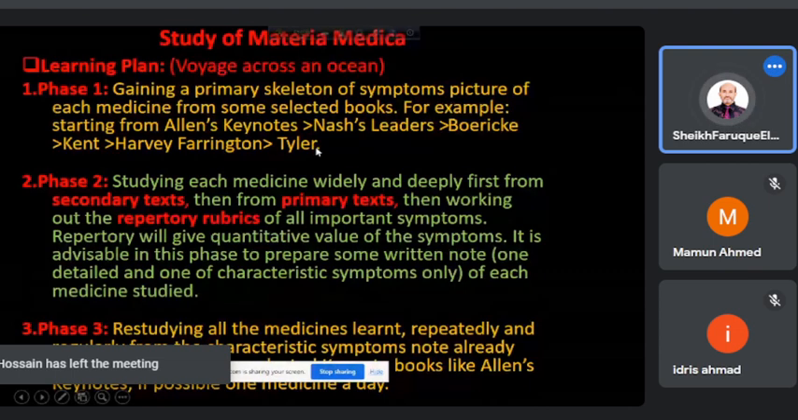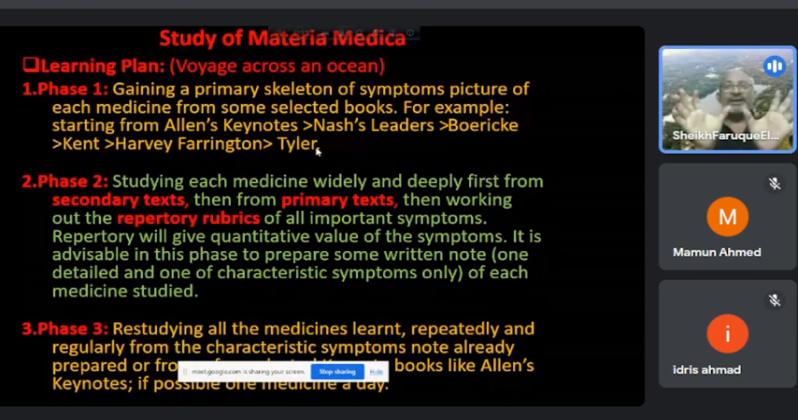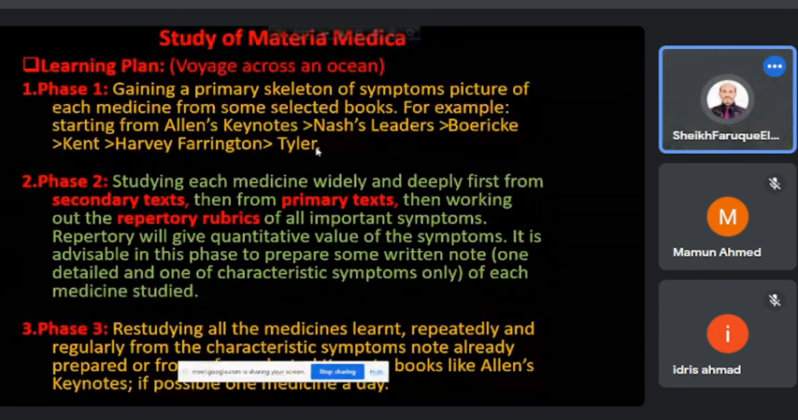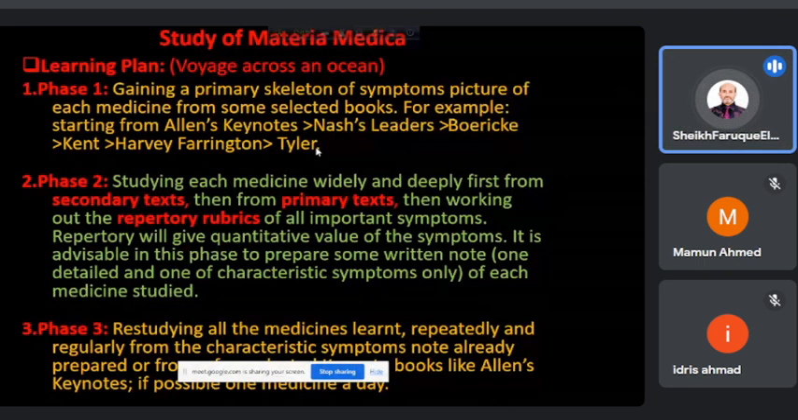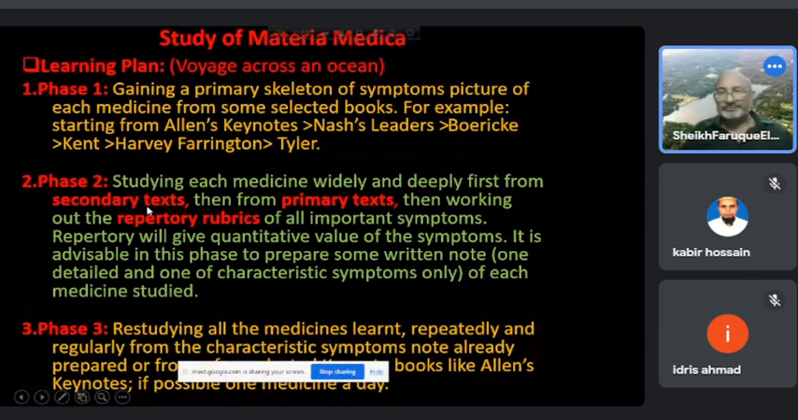If you study these books for a medicine, for any medicine, Nux vomica, Pulsatilla, Sulphur or anything, from these books you get a good idea of the essence of this medicine. So you go on learning all the medicines like this. Not the total medicine, but a brief essence of the medicine. So when you study, say, 200 or 300 medicines like this, then you study in the second phase. That was phase 1. In phase 2, you will study much more.